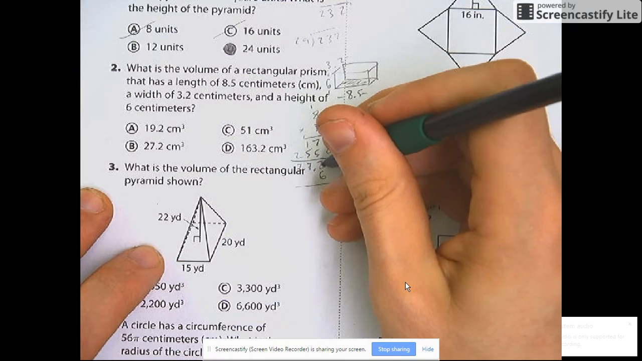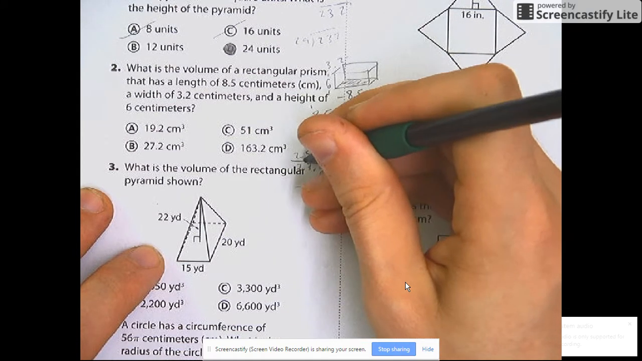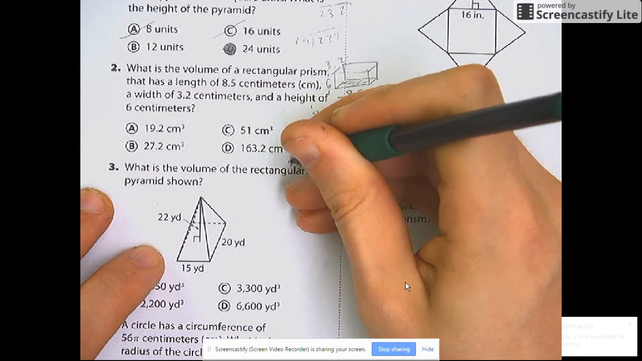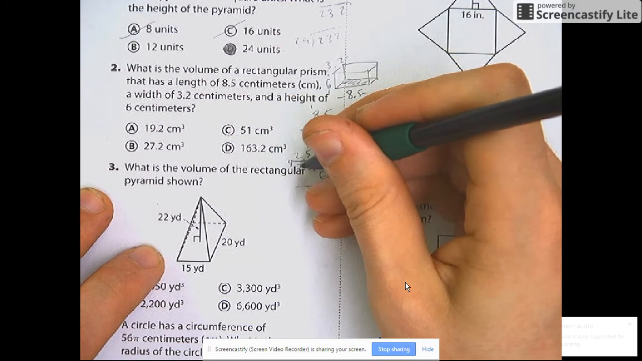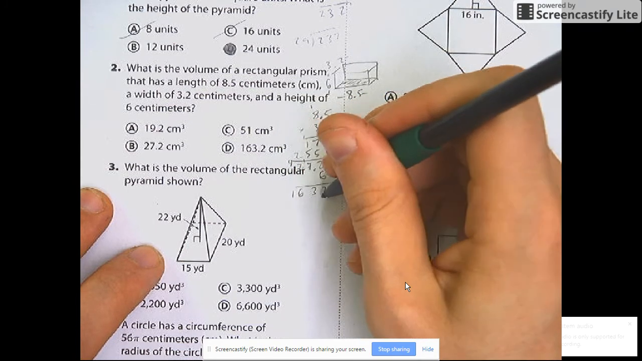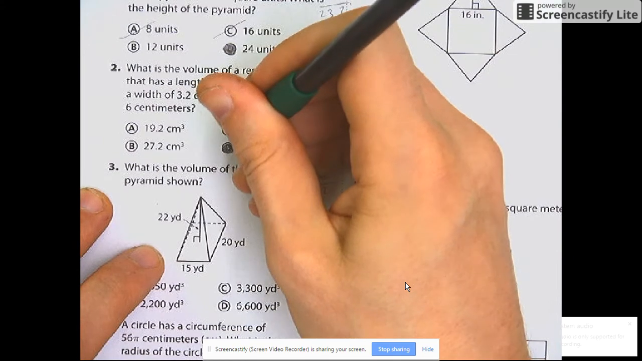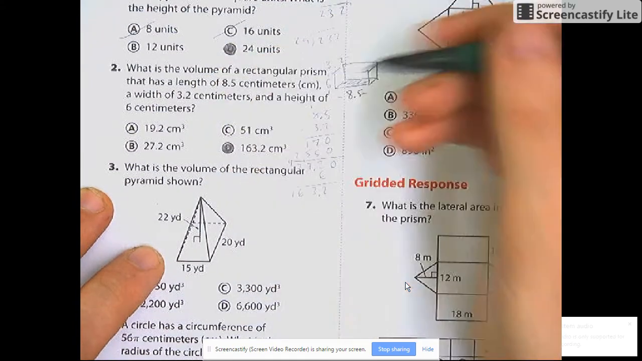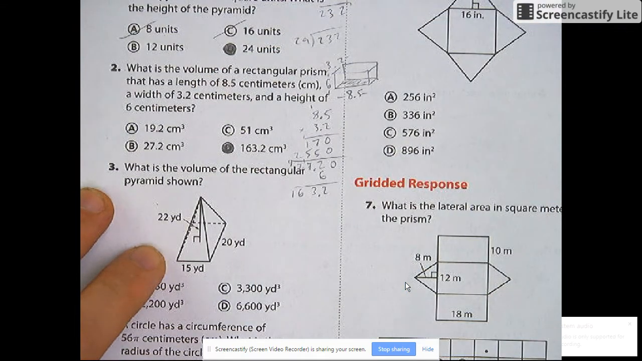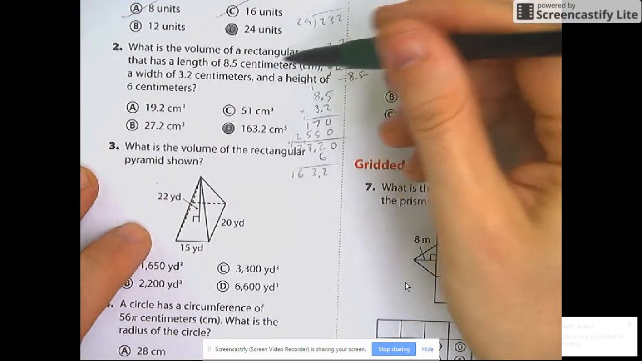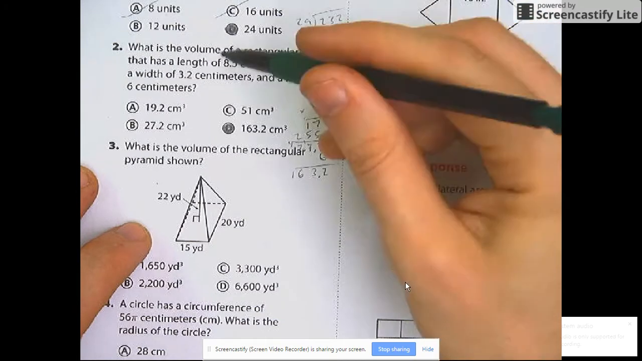27.2 times 6. Okay. 2 times 6 is 12. 6 times 7 plus 1 is 43. 6 times 2 plus 4 is 16. One decimal place. So my answer is 163.2 cubic centimeters. Okay, shortcut on this one, you might remember, for rectangular prisms, you just multiply the 3 numbers given.